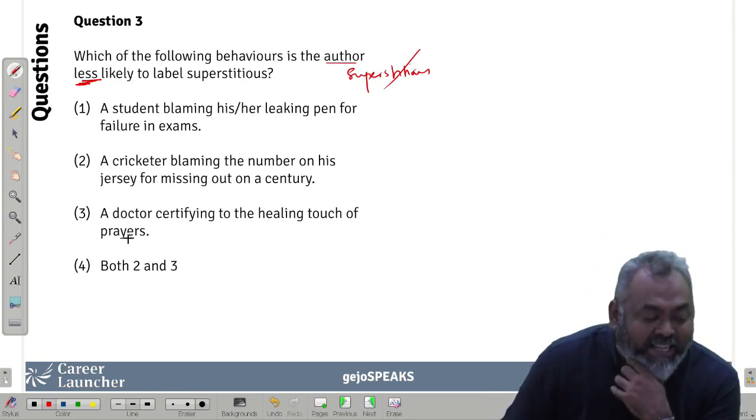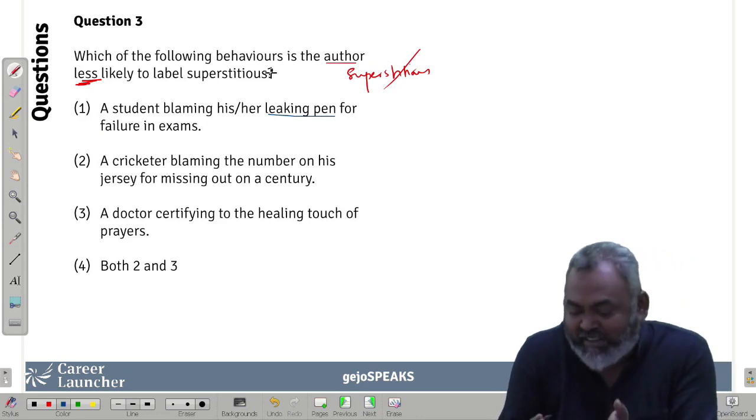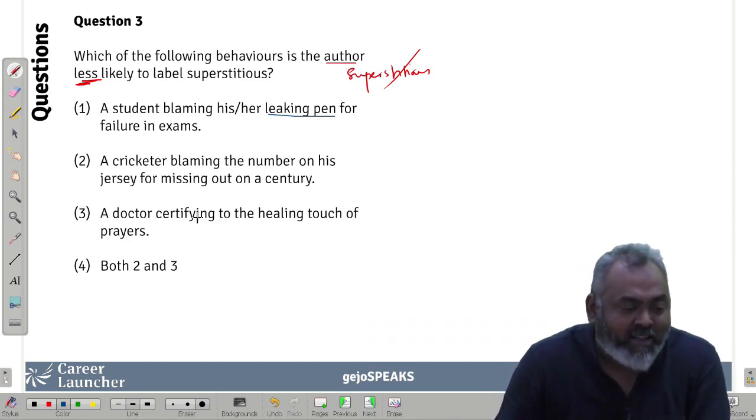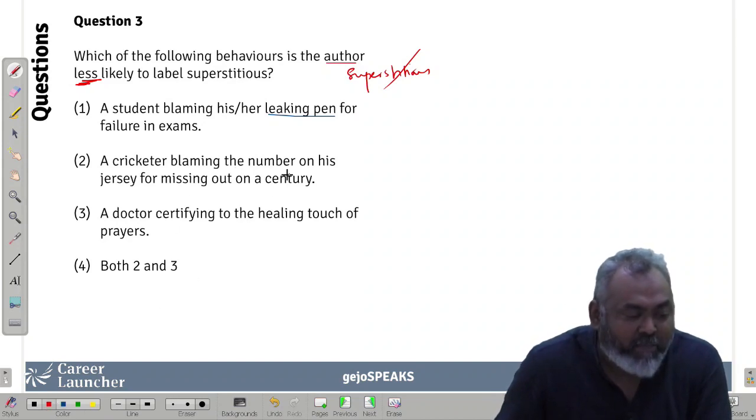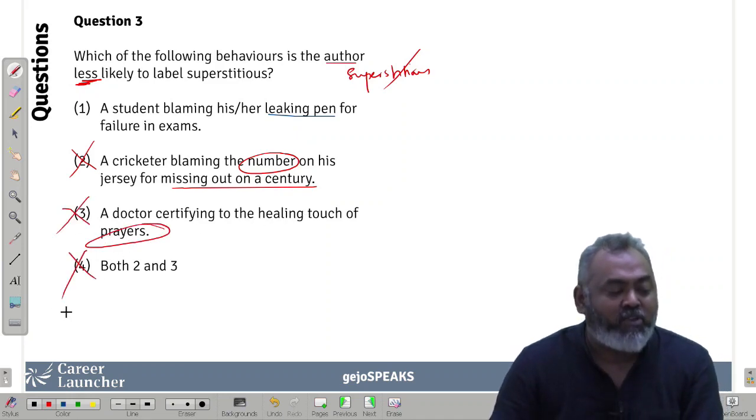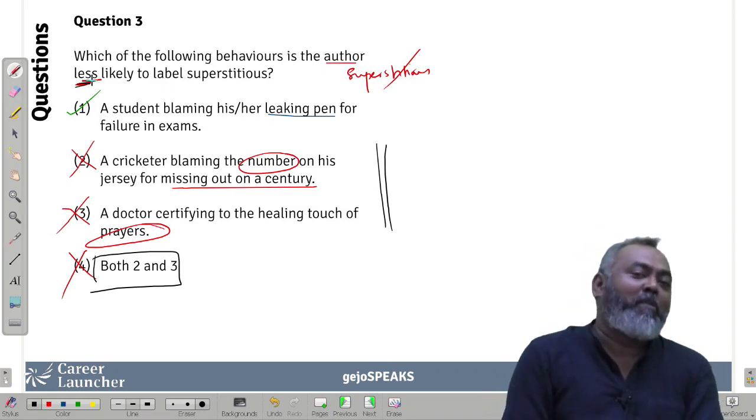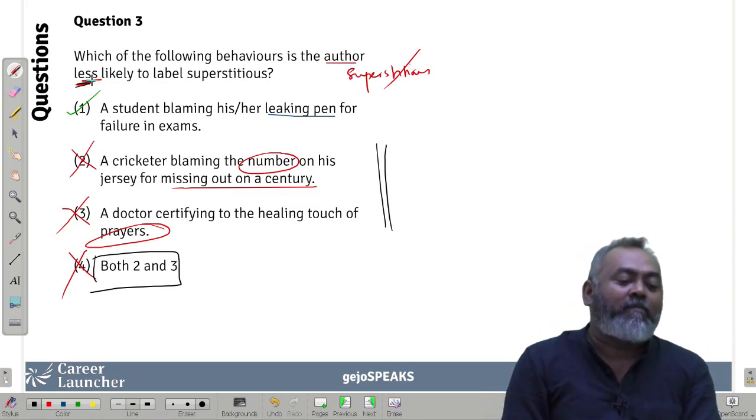Student blaming a leaking pen for failing the exam. That is a reason. If the pen is leaking, then obviously you can't write. Cricketer blaming the number on his jersey for missing out on a century. Superstitious. Doctor certifying the healing touch of prayers. Superstitious. So obviously the answer choice is 1. You notice that there is an answer choice 2 and 3. That is just to catch those lazy people out there who will miss this.